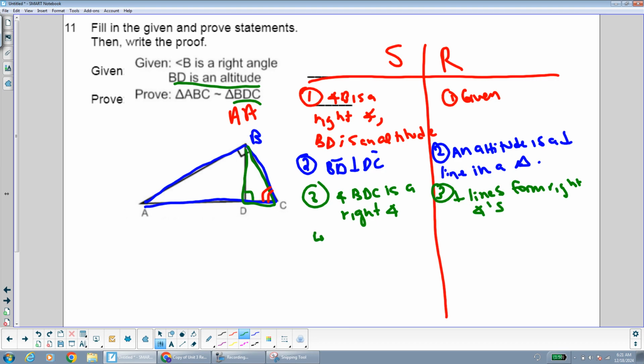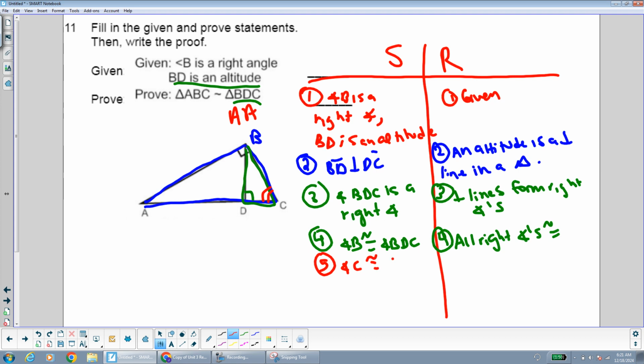Now I can say angle B, the right angle in the big triangle, is congruent to right angle BDC, and that is because all right angles are congruent. Now I can say angle C is congruent to angle C. That's due to the reflexive property. And that's my two angles needed to prove the triangles are similar by AA.